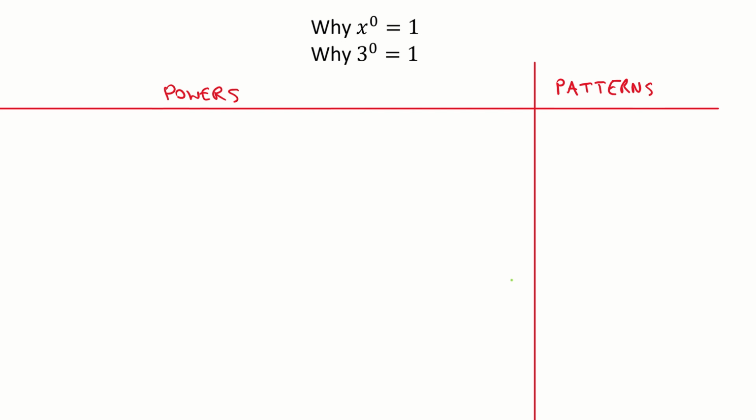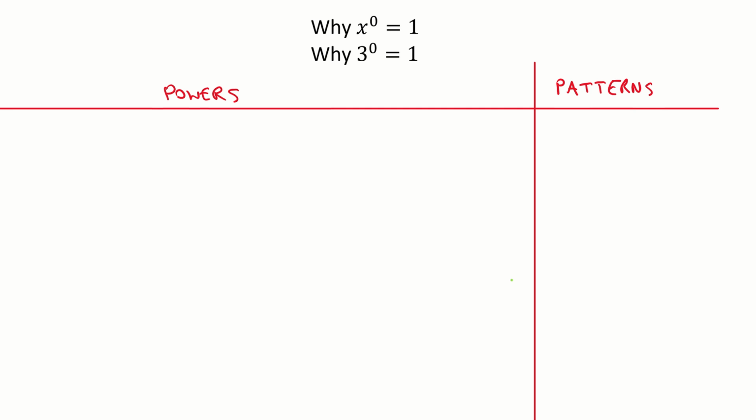Let's look at why it is that x to the power of 0 is equal to 1, or for that matter, any number to the power of 0. Say for instance 3 to the power of 0 is equal to 1. We're going to prove this two ways. Our first way is going to use rules of logs and powers, and the second way we're going to use patterns.